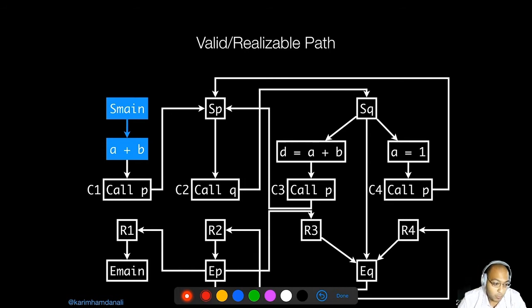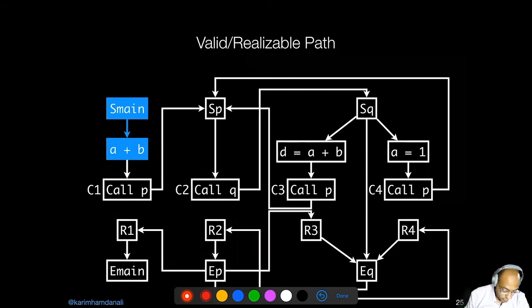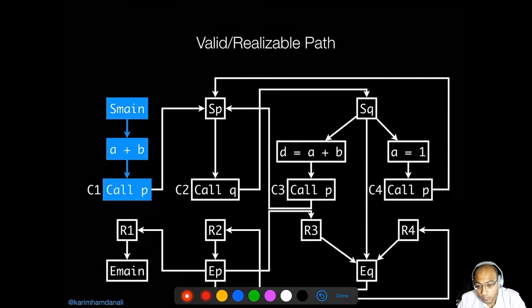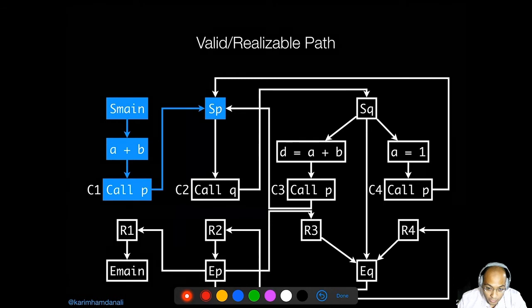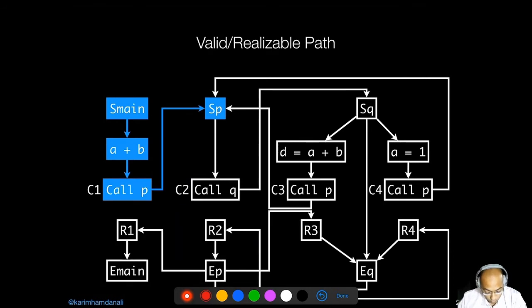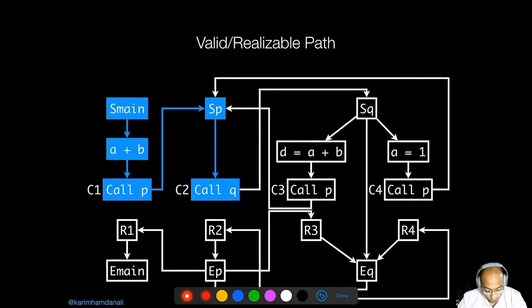It's going to be C1, right? There is no other node in the graph that I can go to except C1. So I'm going to call P, C1, and then what will be the next node that I execute? Again, this is going to be an easy one. SP, right? I'm going to call the function P, so I'm going to go to SP. I only have one outgoing edge again here, so I'm going to call Q, which is C2. Now, where am I going next in the control flow graph, in this path? Again, SQ. I only have one way to go next, which is SQ.